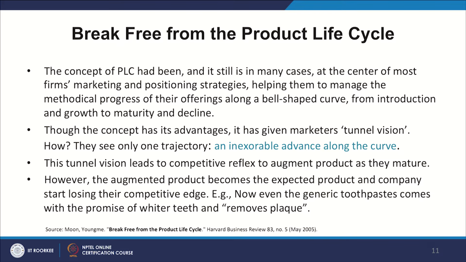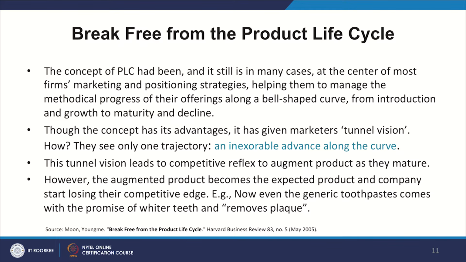Then the paper further says that though the concept has its advantages, it has given marketers a tunnel vision. Probably the author has observed that how they see only one trajectory and inexorable advance along the curve. This tunnel vision leads to competitive reflex to augment product as they mature. However, the augmented product becomes the expected product and companies start losing their competitive edge. And we have talked about this earlier as well, how customer starts raising his or her expectations.